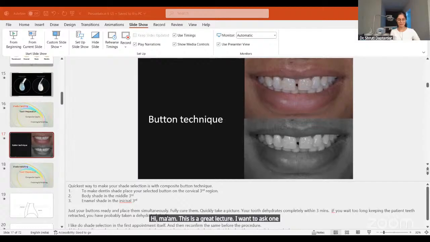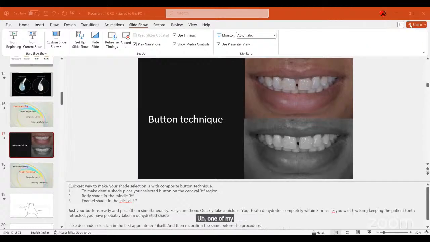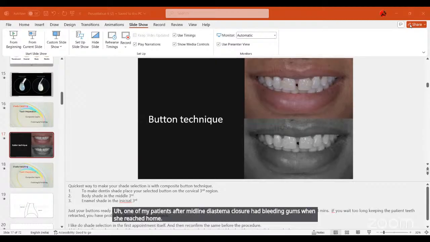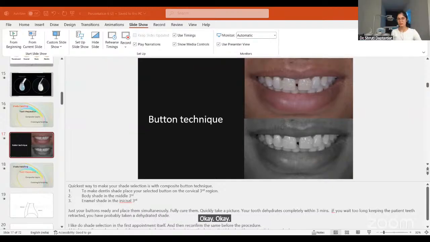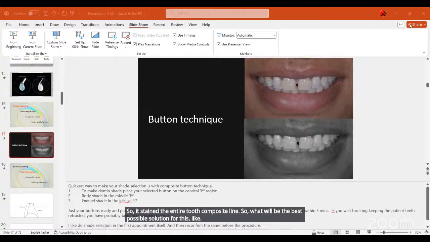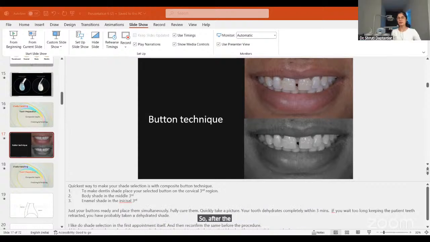One of my patients, after a midline diastema closure, had bleeding gums when she reached home. It stained the entire tooth composite line. What will be the best possible solution for this when she comes back? After the restoration, I'm trying to understand. So you did the restoration. She had bleeding gums, and then the entire composite got stained.